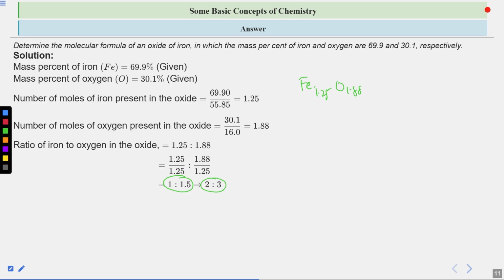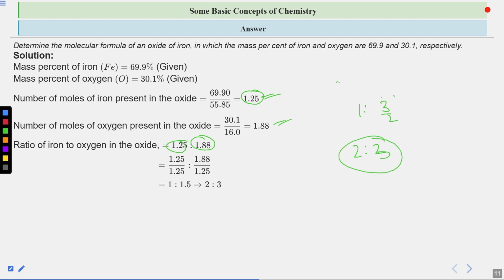So, to convert this into whole numbers, I am dividing by the smaller one. And I have told you earlier also, whenever you get more than one number of moles, you divide each of them by the smaller one. Okay, I have told you already. So the smaller one out of these two is 1.25. So I have divided both by 1.25. But again, the ratio that we are getting is 1:1.5. So 1.5 can be written as 3 by 2. So to convert this fraction into a whole number, we multiply it by 2. So we get 2:3.